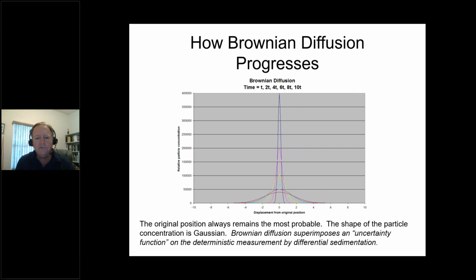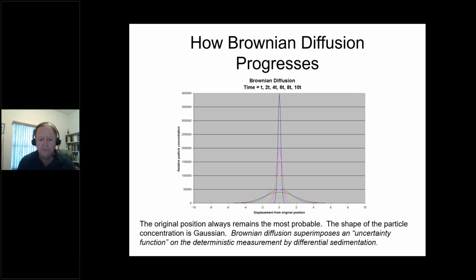And this simple diagram shows how Brownian diffusion progresses over time. You can see the series. It's Gaussian curves that form as the particles diffuse. And we can think of that Gaussian curve as an uncertainty function that's superimposed on the deterministic measurement.